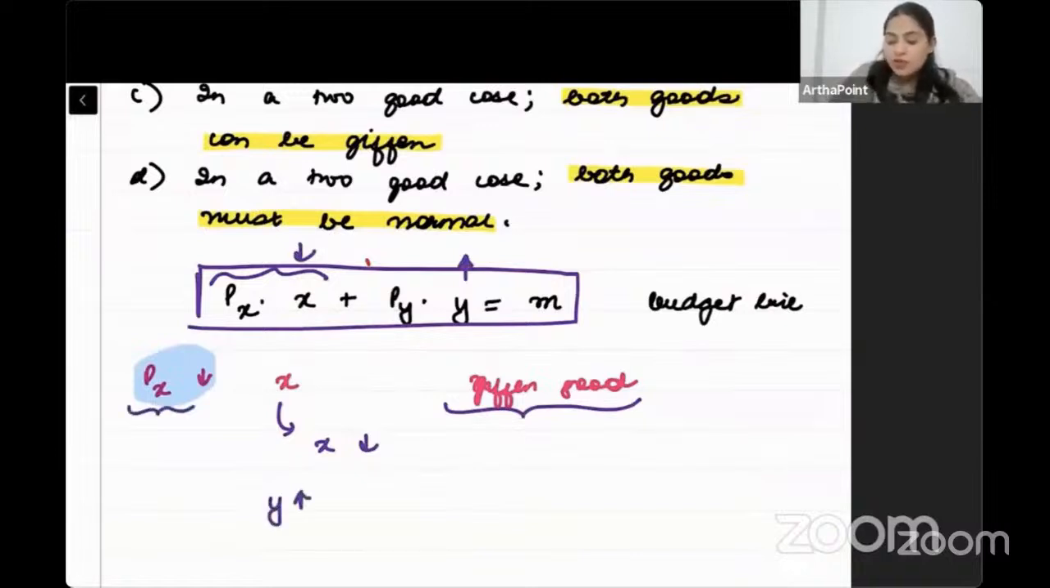So when the price of one good decreases, it means your real income is increasing. When your real income is increasing, you're increasing the consumption of the other good. So that is a normal good.